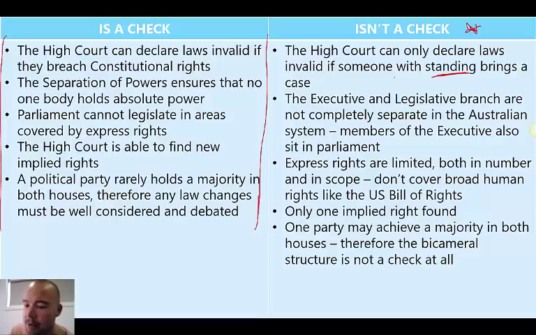With the separation of powers, the executive and legislative branch are not completely separate. Members of the executive, so the Prime Minister and the senior ministers, actually sit in Parliament, so they're not completely separate. This is as opposed to the American system, where the president, the executive, who runs the country and administers the laws, Donald J. Trump at the moment, is not a member of Congress. He is separate from Congress. Congress makes the laws. Once the laws are made, he then decides how they're implemented and which ones are focused on, etc. So he doesn't actually have absolute power in America.